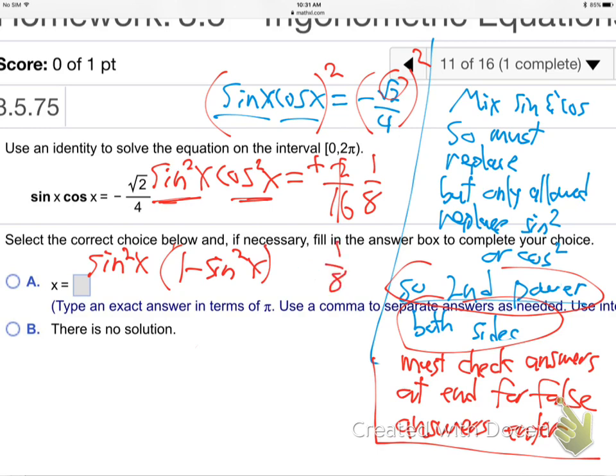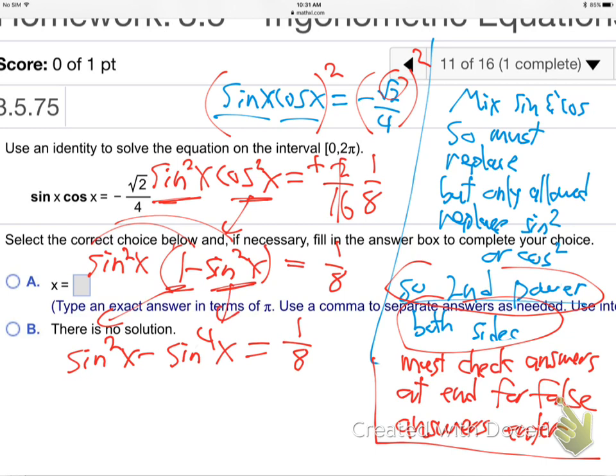We good to there? So I just replaced cosine squared. That's why I wanted to get that square in there so I could do the replacement. Remember that? Sine squared, 1 minus cosine squared, or vice versa. So now, distribute. Sine squared minus sine to the 4th is 1/8. Everybody say, I just distributed. Sine squared times 1 made sine squared, sine squared times sine squared made sine to the 4th. Good there.